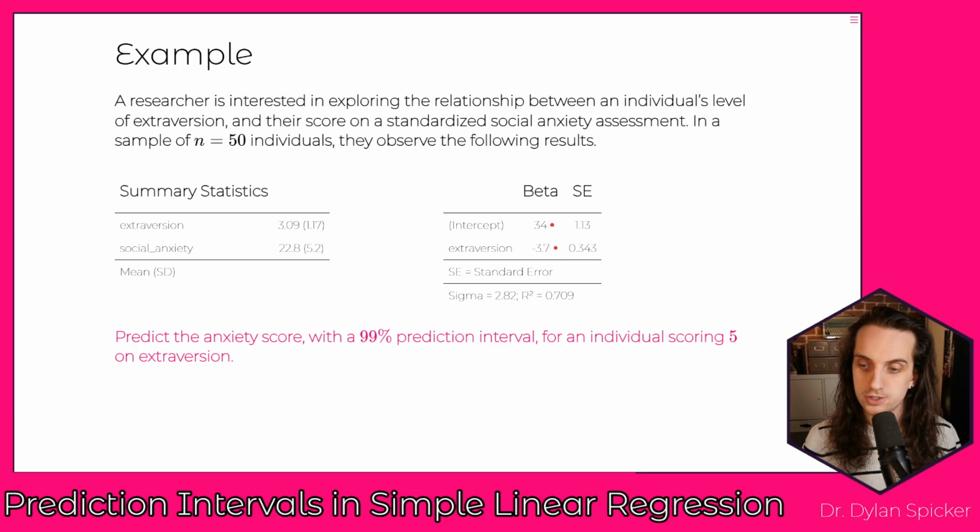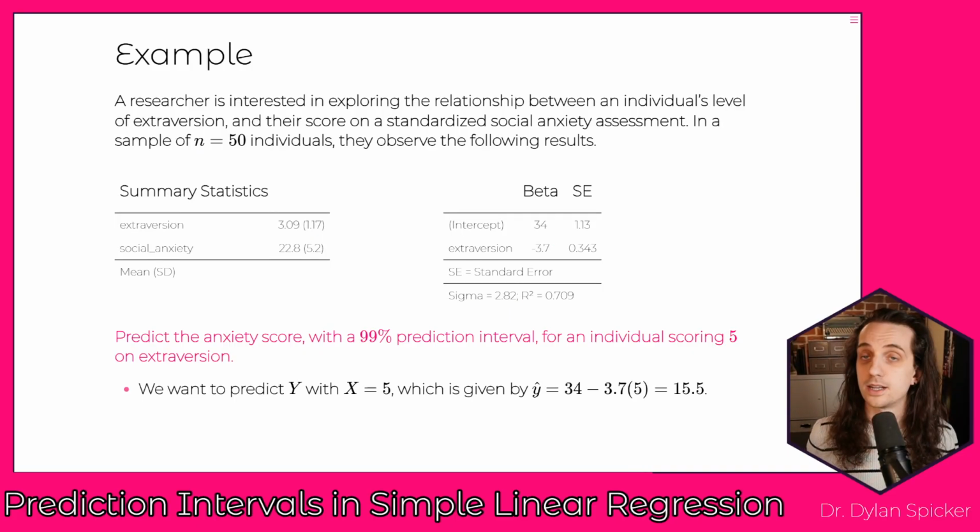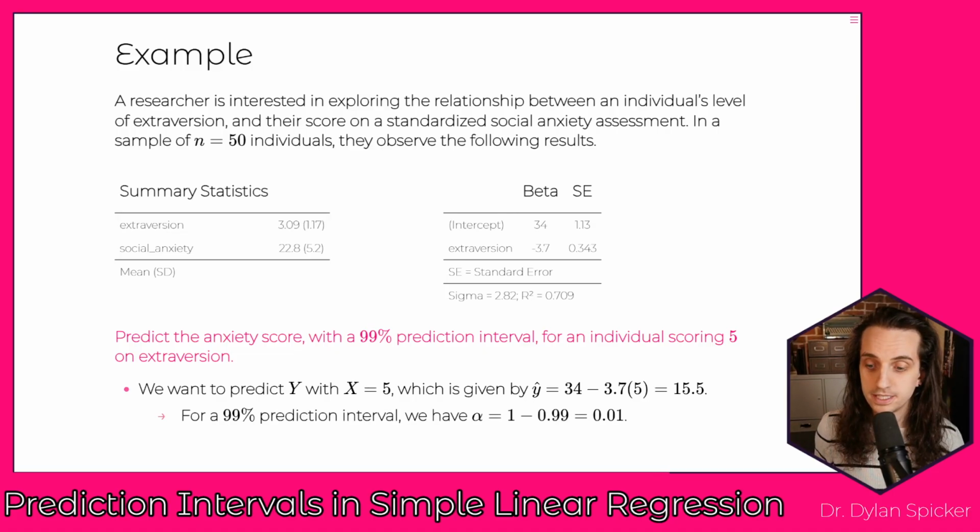If we then want our prediction interval, well, we want 99%, so alpha is going to be 0.01. We have n equal to 50, our mean of x is 3.09, and our variance of x is going to be 1.17 squared. The square root of MSE is 2.82. And so all of this can come together to form our prediction interval here. All right, so plugging in to get y when x is equal to 5, 34 minus 3.7 times 5 gives us a predicted value of 15.5.